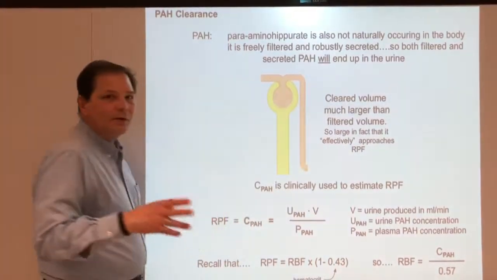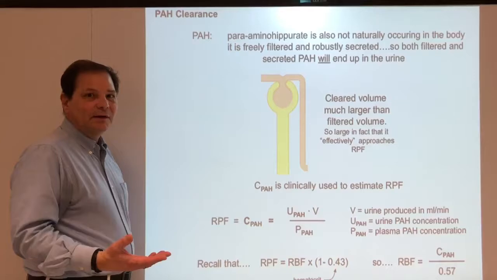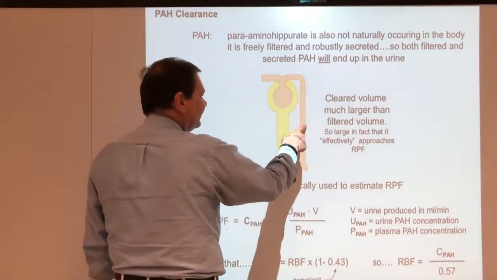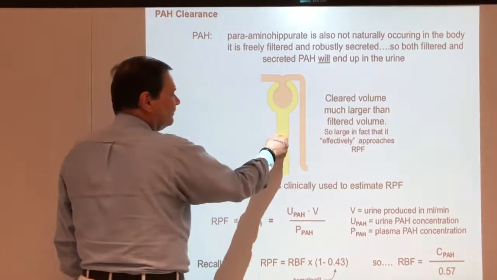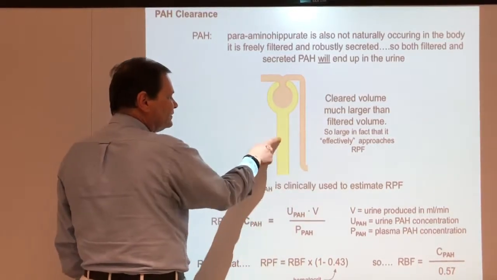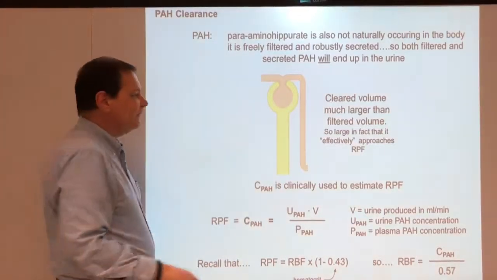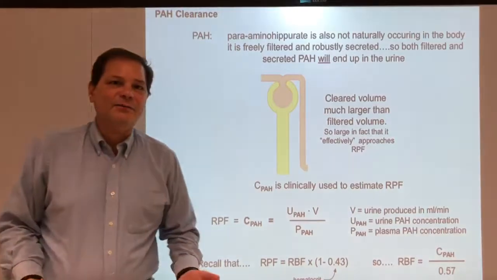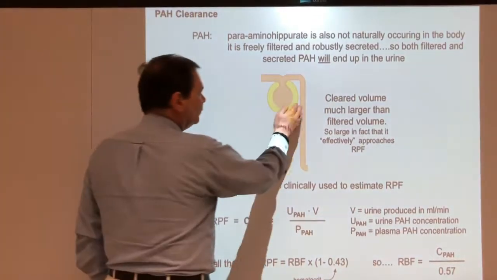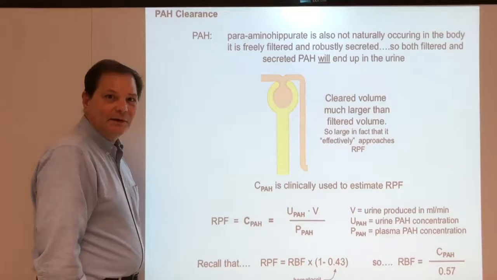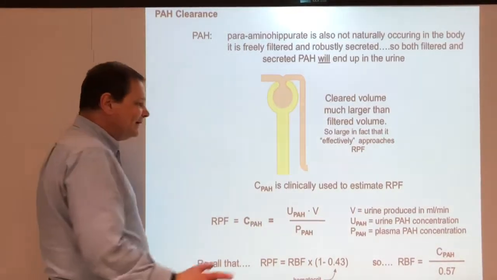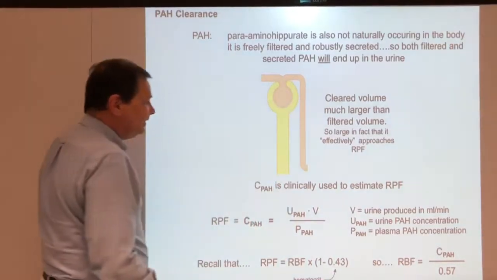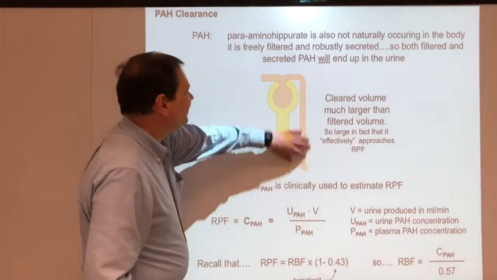PAH is almost entirely secreted. So that means that not only are you filtering PAH, but you're secreting PAH. You're adding it from the plasma or the interstitium back into the renal tubule down here, and you're adding so much of it, and you're doing it so powerfully that you basically remove all the PAH from the plasma. 90% at least.